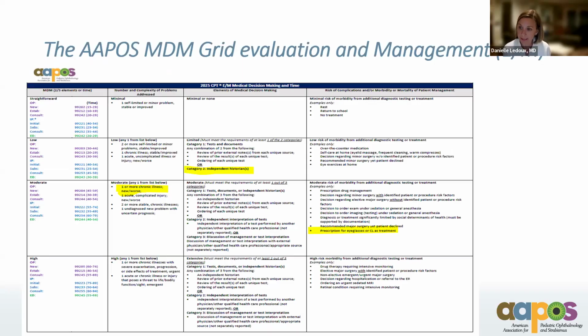As far as what you had access to at the time of your visit, for the middle column, this would qualify for an independent historian for the elements of medical decision-making. So mom is providing you with the history. You didn't have a copy of a pediatrician's note. You didn't have a copy of the spot. But you did recommend glasses for this child because of your concern of amblyopia.